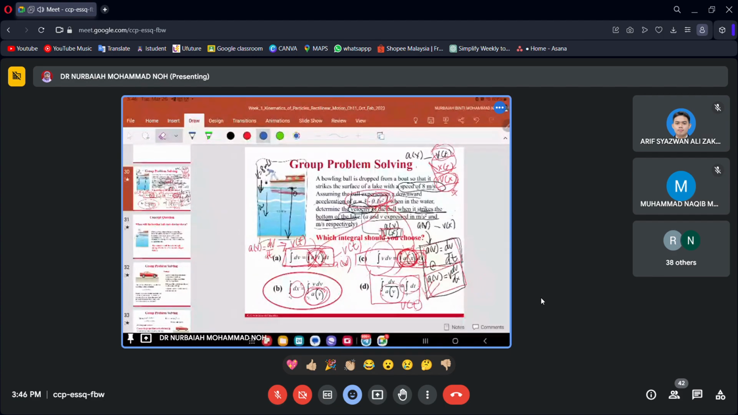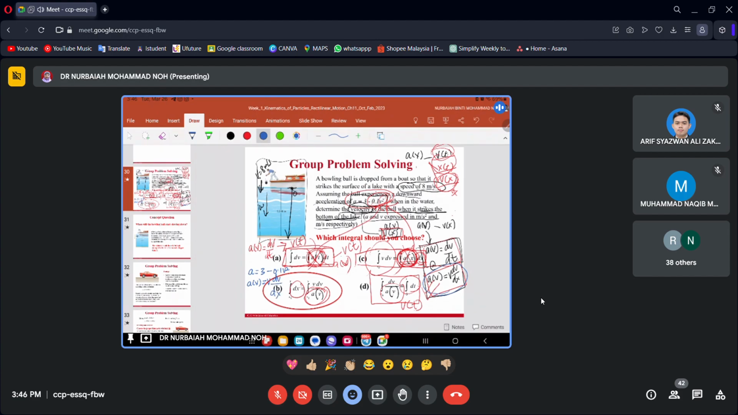Okay. Kita ada A is a function of V. A is given to 3 minus 0.1 V squared. Bermaksud A is a function of V. So kita nak dapatkan Vx. Bila kita dapatkan Vx, kinematic relationship yang you kena guna untuk derive Vx adalah V dV over dx.